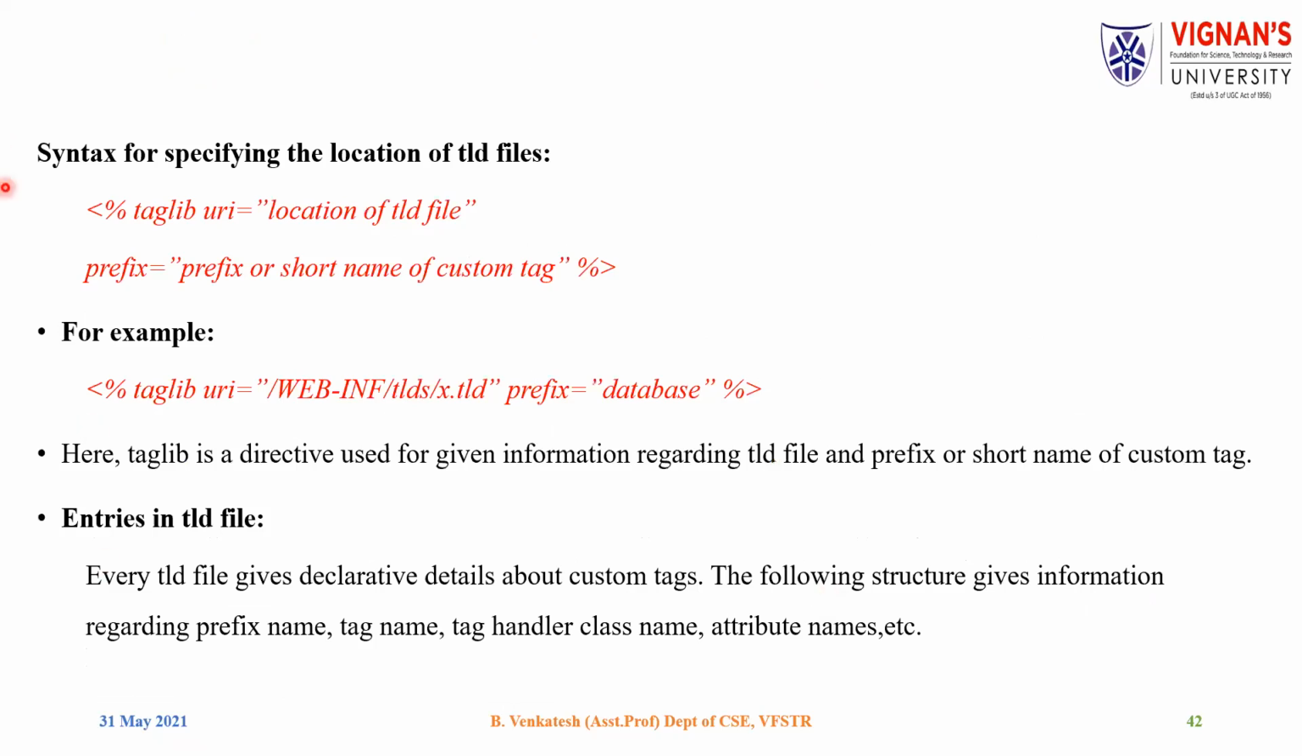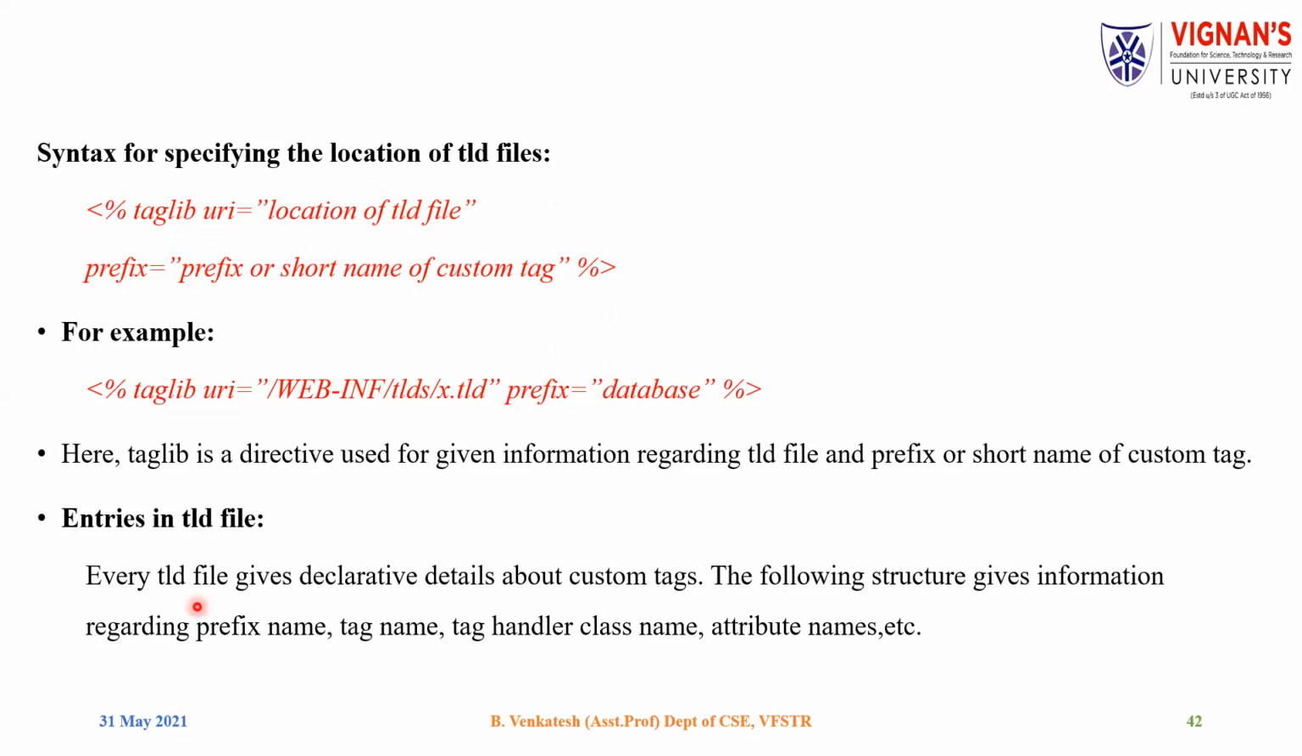Okay, so these are some syntaxes and examples of how we need to do it. In our JSP file, we need to specify this. This is the syntax for specifying the location of the TLD file in our JSP program. So what is the syntax? taglib uri is equal to the location of the TLD file, then prefix is equal to the prefix or short name of the custom tag. What the custom tag is, we need to decide.